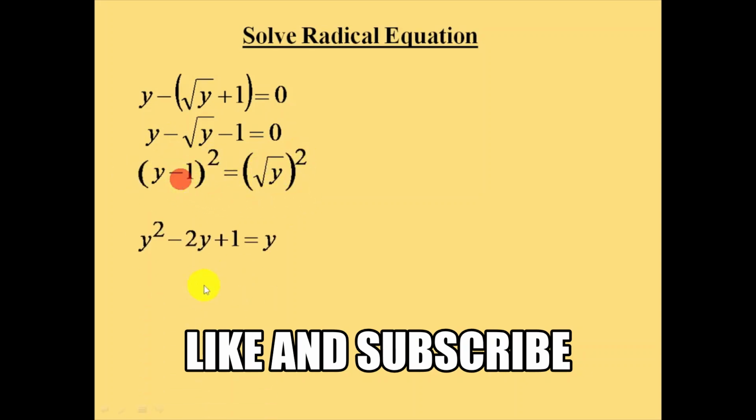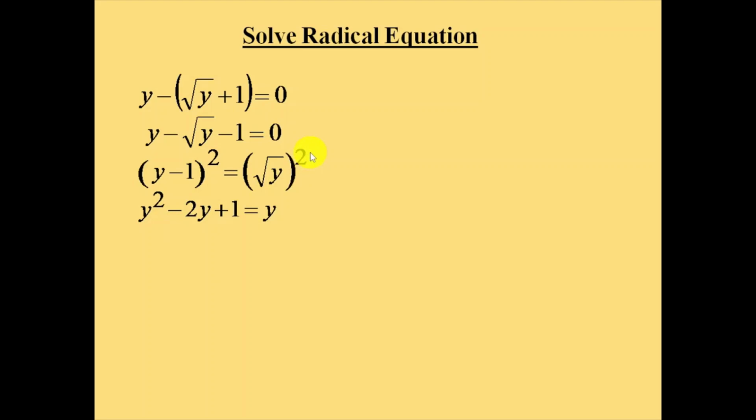So expand this. Y minus 1 whole square is equal to y square minus 2y plus 1. And here on the right side the square and the root will get cancelled. The value remained is y.